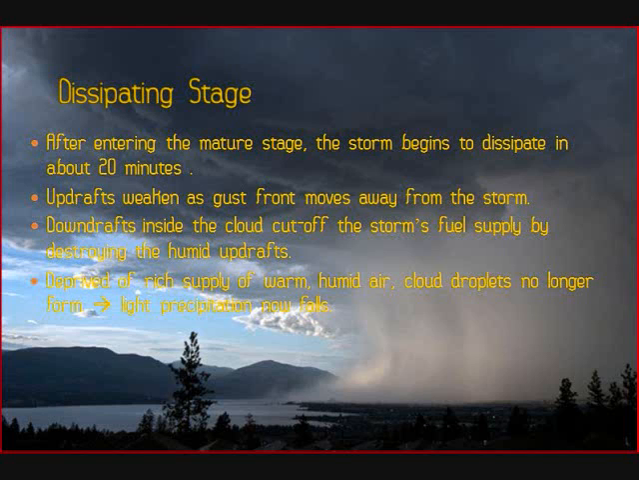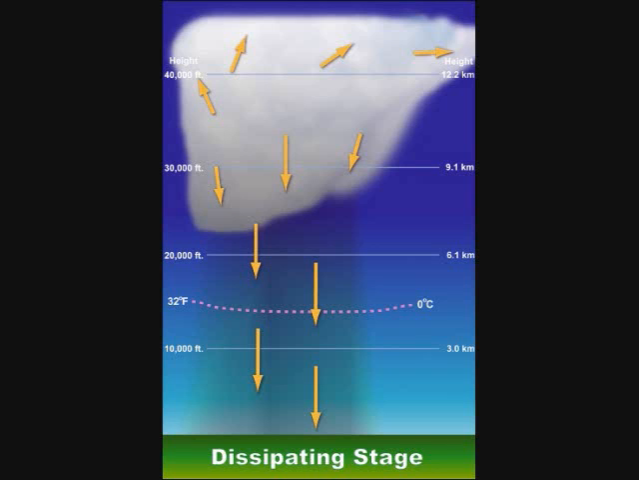After entering the mature stage, the storm begins to dissipate in about 20 minutes. Updrafts weaken as the gust front moves away from the storm. Downdrafts inside the cloud cut off the storm's fuel supply by destroying the humid updrafts. Deprived of a rich supply of warm humid air, cloud droplets no longer form.